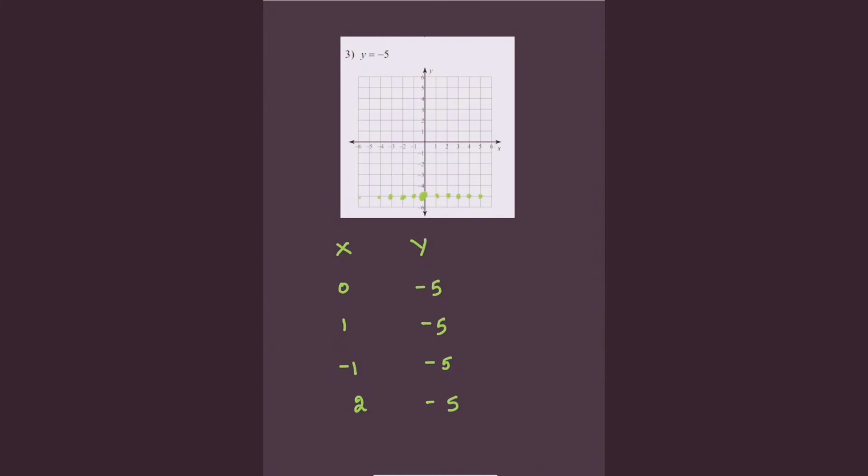You will see that when you connect those points, you will get a line which is parallel to the x-axis. So in the case of y equals any number, positive or negative, you will always get a line which is parallel to the x-axis. And that would be your graph. And in this case, the slope is 0.